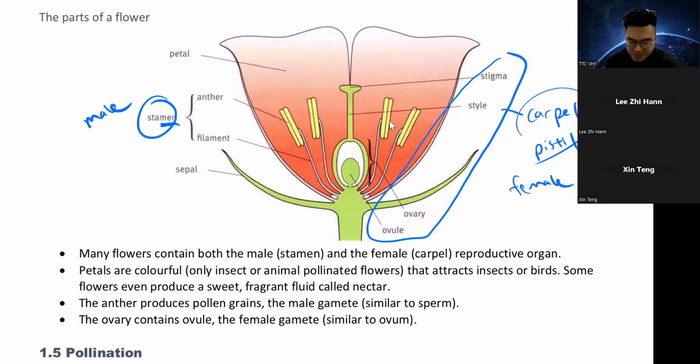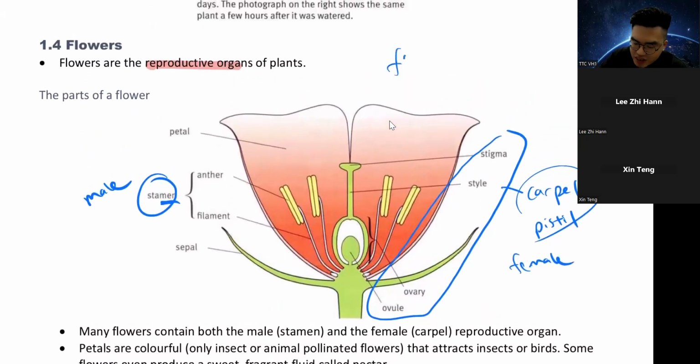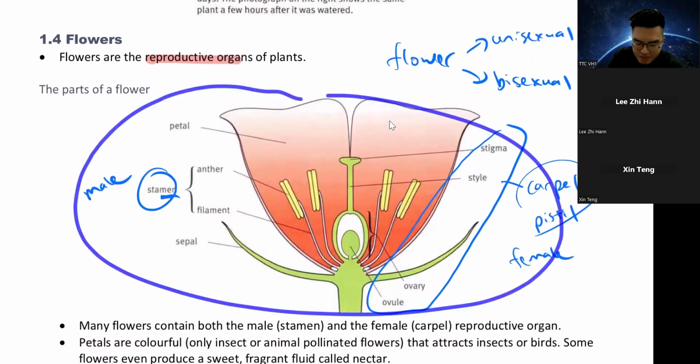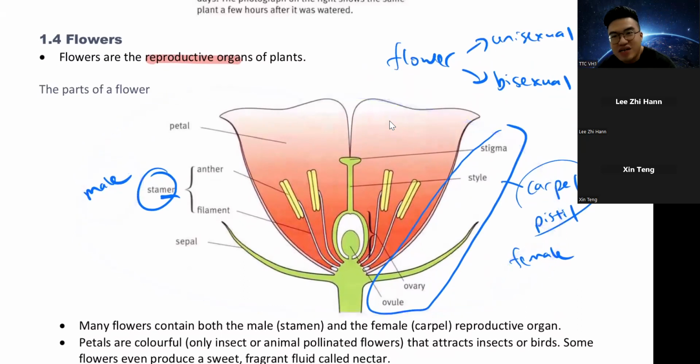Some flowers, they are unisexual. Okay, unisexual. That means they have one sex. That means you have male flower and female flower. And then you have bisexual flower. Okay, bisexual flower. What is a bisexual flower? Bisexual flower is a flower that's like this. You have male and female part inside the same flower. That's the bisexual flower. Unisexual means unisex.